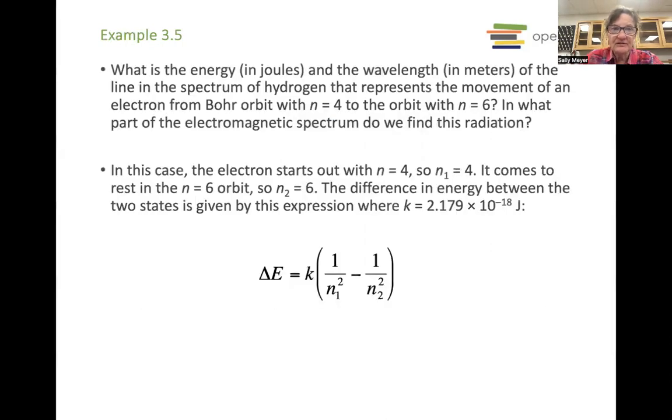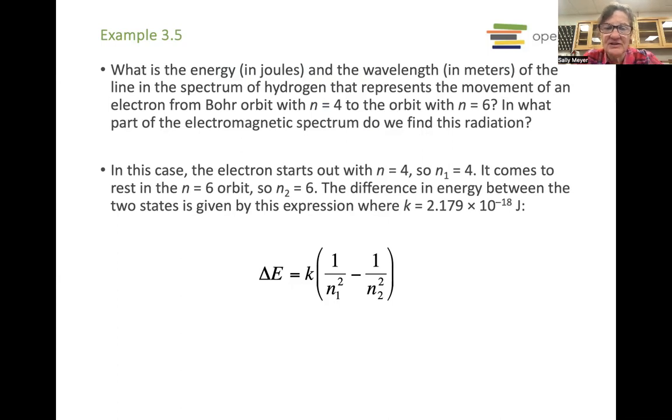So we want to look at this problem. So what's the energy and the wavelength of the line in the spectrum of hydrogen that represents the movement of an electron from a Bohr orbit with n equals 4 to n equals 6? And what part of the electromagnetic spectrum do we find this? If I asked you something about the electromagnetic spectrum regions, I would give you that spectrum. You don't have to memorize that.